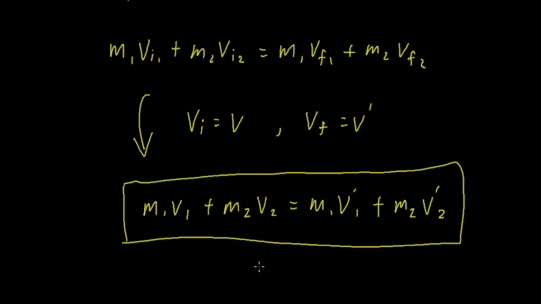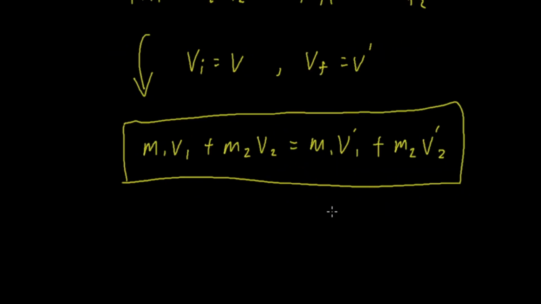Now, this equation here can be applied on both inelastic collision and elastic collision. However, we do have to know that in an inelastic collision, the total kinetic energy after the collision is different from the total kinetic energy before the collision. But in an elastic collision, the total kinetic energy after the collision is the same as the total kinetic energy before the collision. Because of this, we have another equation for elastic collision, which is what I'm going to talk about right now.